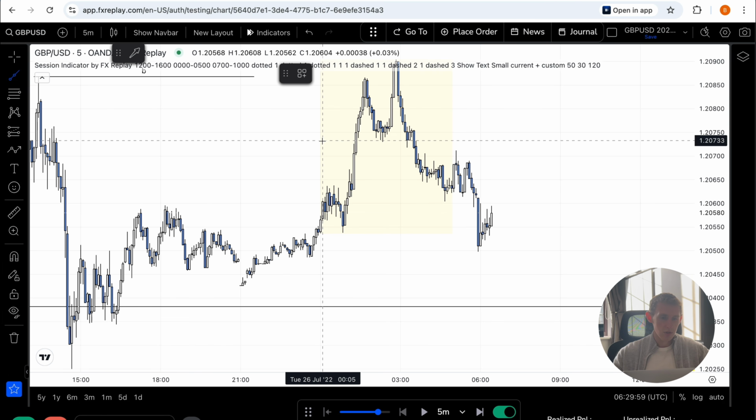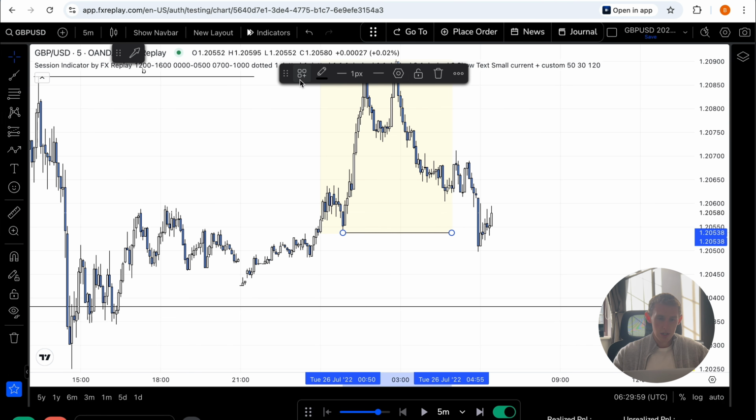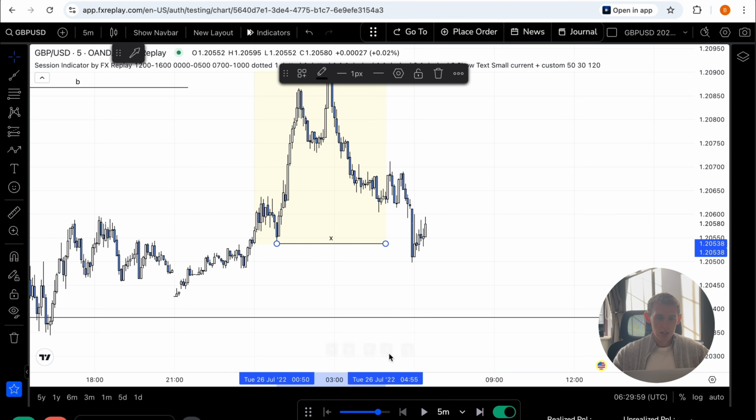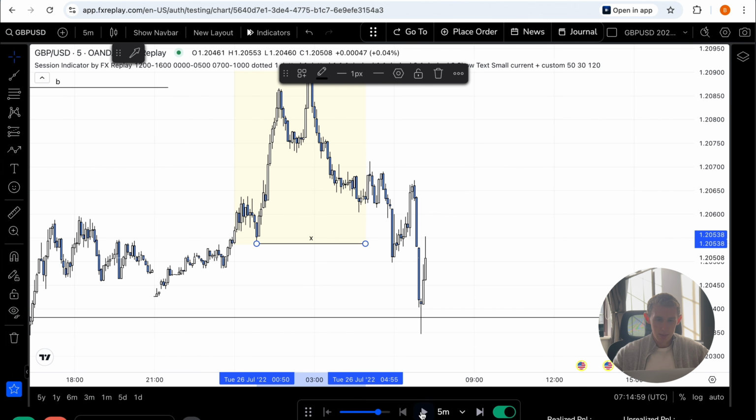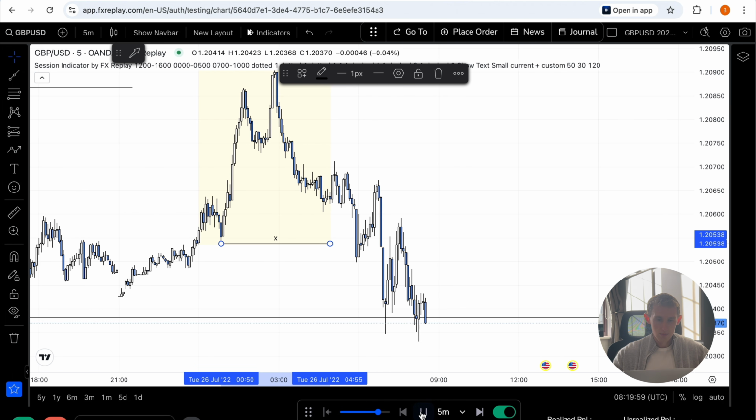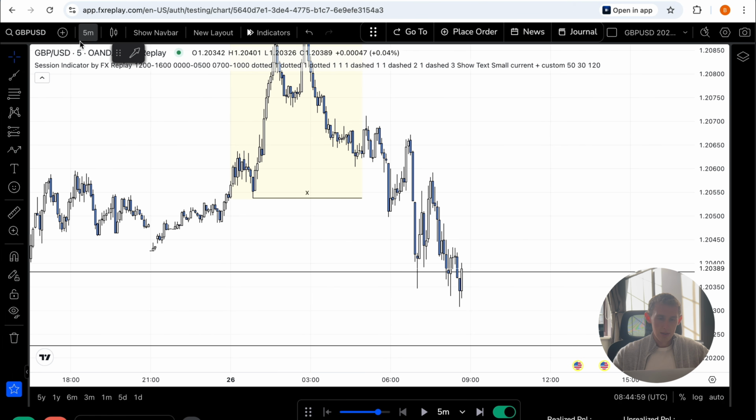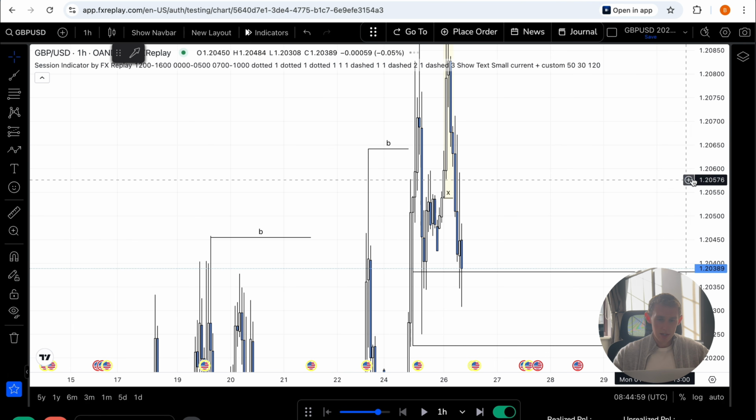You can see price has retraced into a discount. We've had Asia low taken. So if we can get a clear change of character here, I'll think about entering. But no, in this case, as you guys can see, it looks like price is going lower.